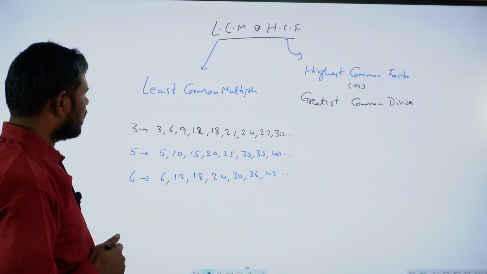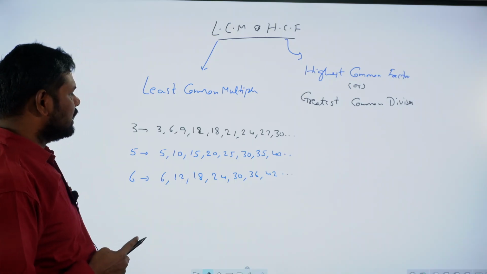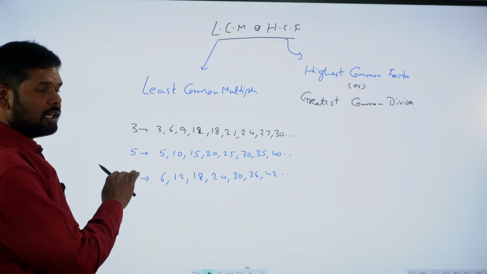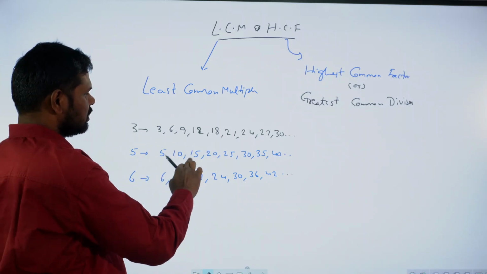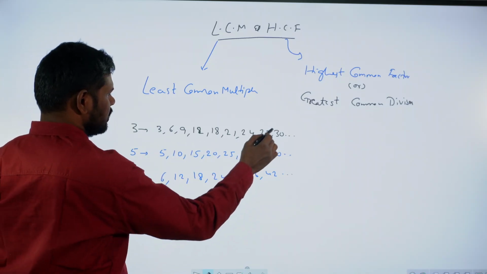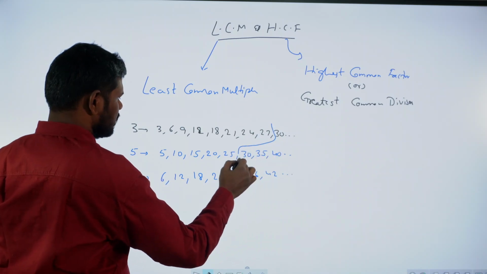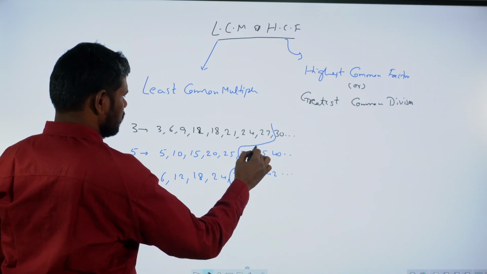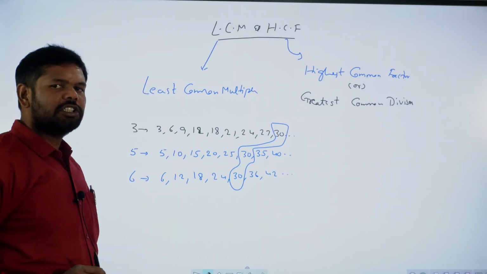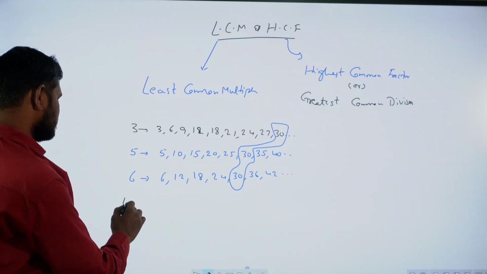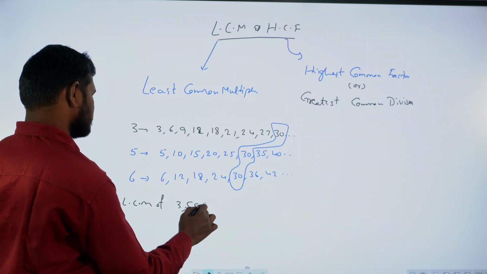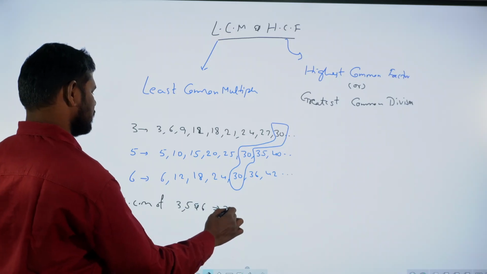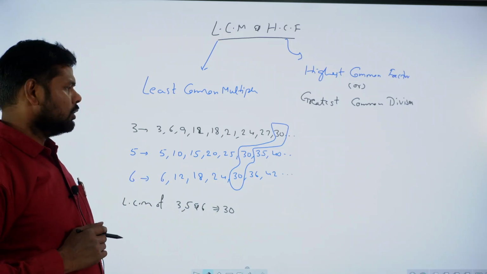Just observe all these multiples. What is the least common multiple? The common multiple in all these three lists. Observe, which is the least common one: in this also 30, here also 30, here also 30. So the LCM of 3, 5 and 6 is 30. Like that we are going to say.